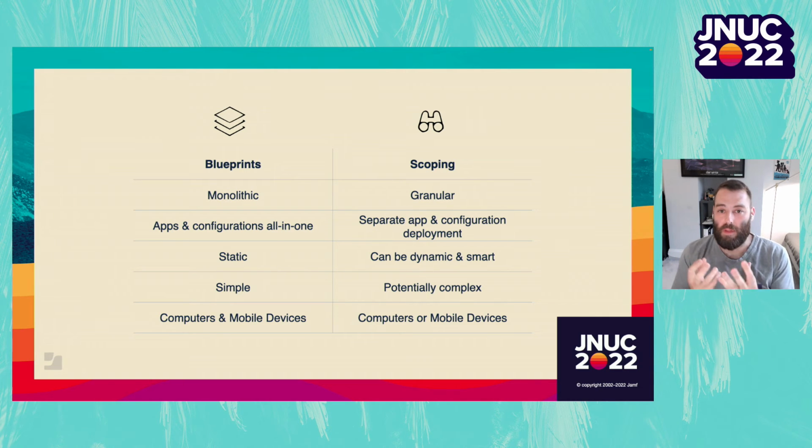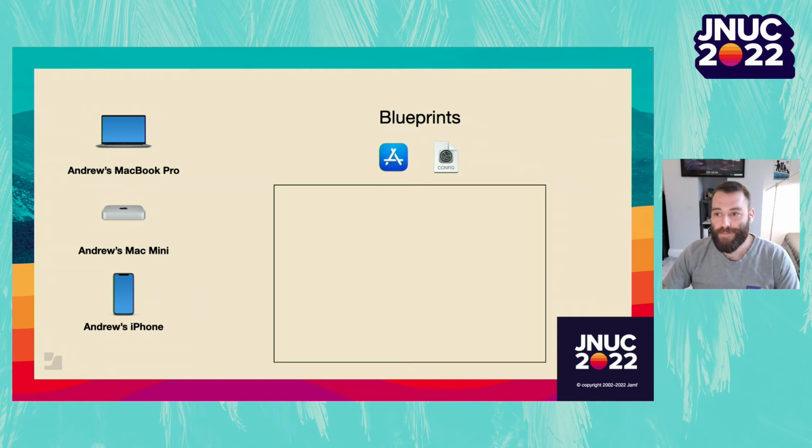Jamf Pro takes this concept of a blueprint and splits it out into its granular components. Apps and configurations are deployed separately and potentially dynamically using smart groups. Scoping is potentially a lot more complex, and computers and mobile devices are managed separately. So let's have a look at that in practice. I'm going to try and visualize some of the differences between blueprints and our scoping workflows by looking at a few diagrams here. So we'll start off in Jamf Now here.